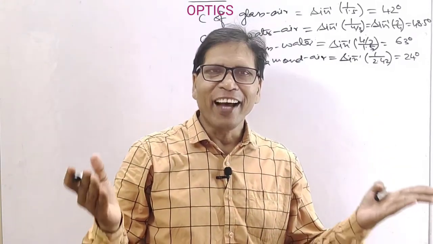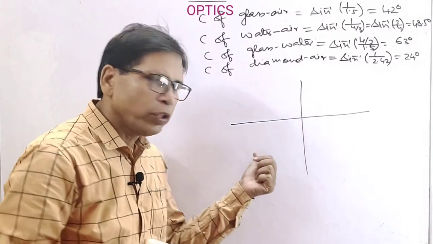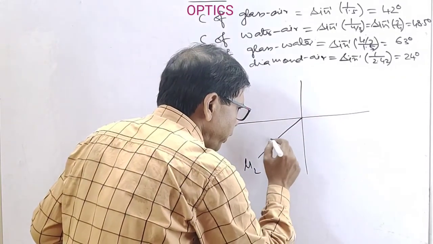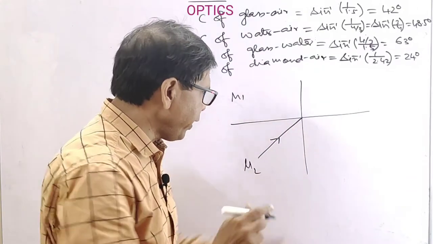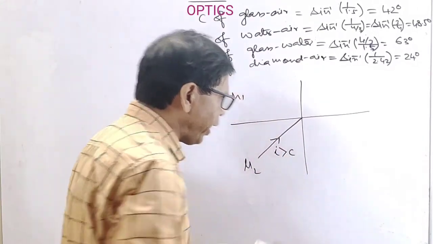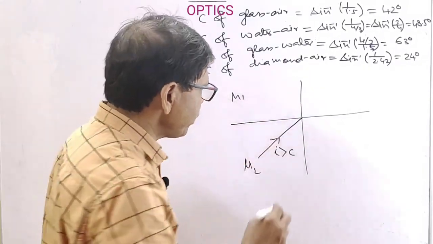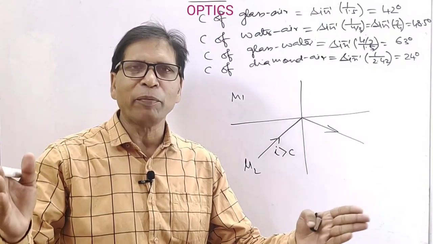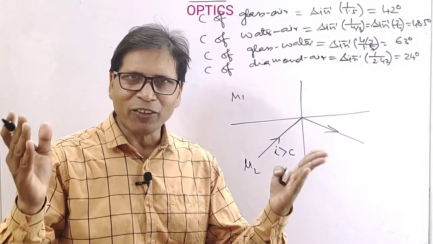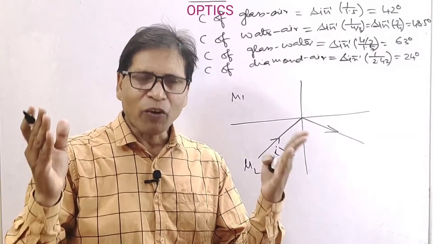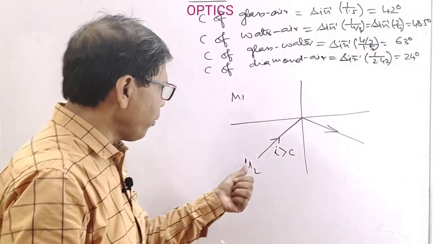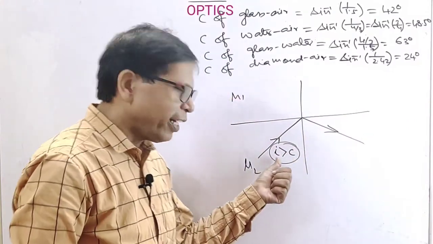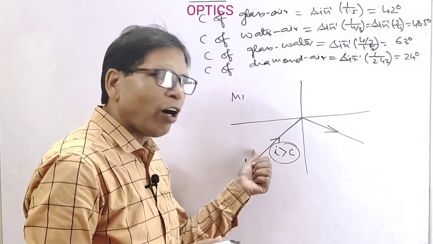Okay? Understood? Now, total internal reflection. Suppose this is the denser medium and this is the rarer medium. If a ray of light travels from the denser medium to the rarer medium, incident at an angle of incidence i greater than the critical angle of the two media, then the light is totally reflected by the interface of the two media and again enters into the denser medium. This phenomenon is known as total internal reflection. The conditions of total internal reflection are: the ray must pass from denser medium to rarer medium, and the angle of incidence in the denser medium must be greater than the critical angle of the two media.